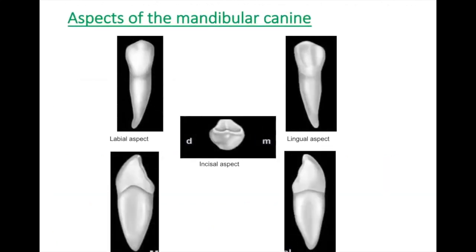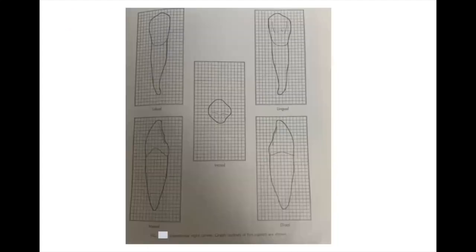So this is the slide which shows all the aspects: the labial aspect, lingual, mesial, distal, and incisal aspect. This is the graph which shows all the aspects. So it is easier if you learn it from the graph.